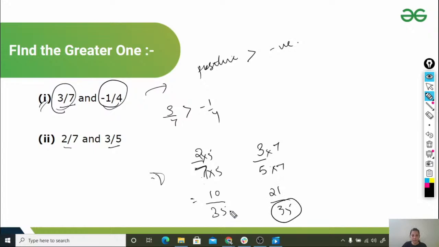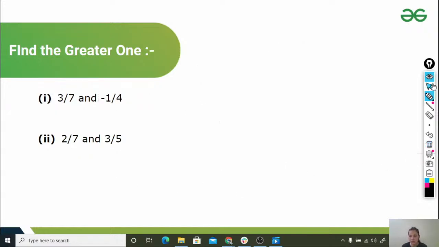Now the denominators are same. We have to compare just the numerators. And as you can see, 21 is greater than 10. So 2 by 7 is lesser than 3 by 5. I hope you understood it. It's very simple. We solved all these questions in our fractions session. So yeah, let us move forward.